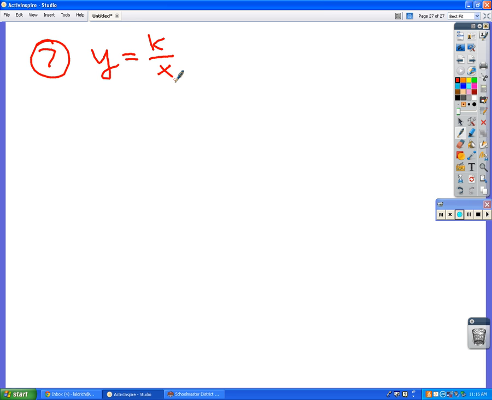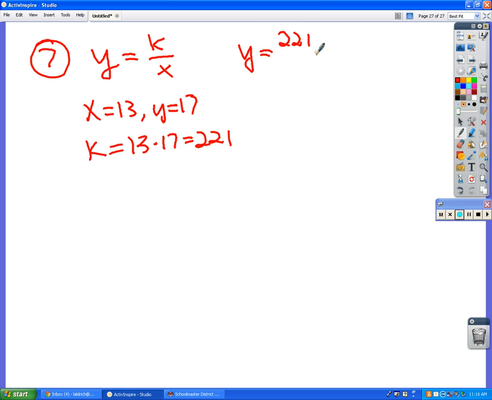out what k is. If they vary inversely and you know that x is 13 and y is 17, what does k equal? Yeah, you go 13 times 17 and get 221. So my equation is y equals 221 over x. So to find out what k is for inverse variation, you multiply. To find out what k is for direct variation, you do what? Divide.